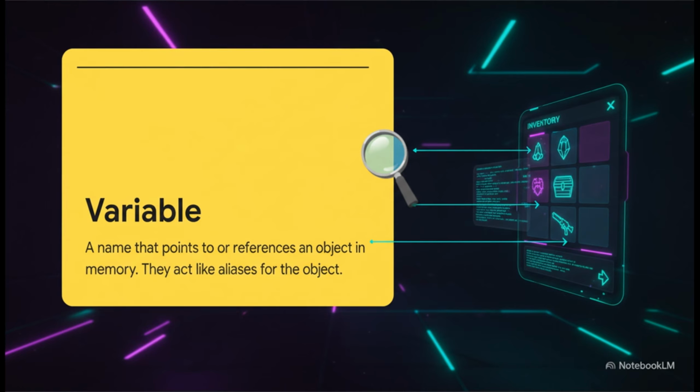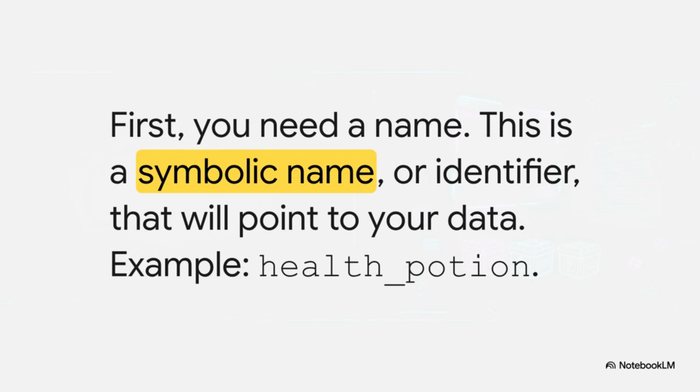Right, and this is where it gets really interesting, technically speaking. We tend to think of variables like a box that you put stuff in, but that's not quite right. It's actually more like a label or a pointer. The name of the variable doesn't hold the item. It's just a tag that points to where that item is chilling in the game's memory. So yeah, let's break that down.